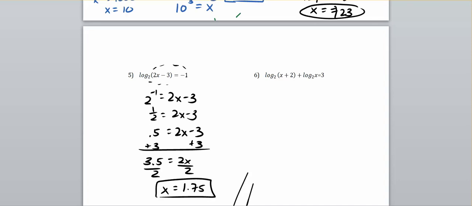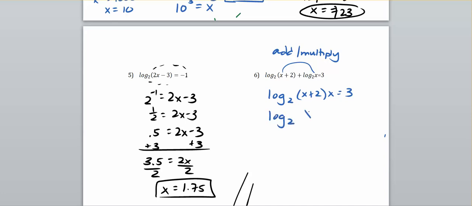Okay, last problem, number 6. If you look, I am not a single log. I cannot start making a circle here until I have one condensed log. So if I look at this, it's log base 2 of something plus log base 2 of something. When I add logs, I can condense them by multiplying them together. So I'm going to put log base 2 of x plus 2 times x. I'm still going to make it equal 3. I'm going to simplify that before I make my circle. So I'm going to get x squared plus 2x. And I'm just putting in parentheses to make it visually easier to see.